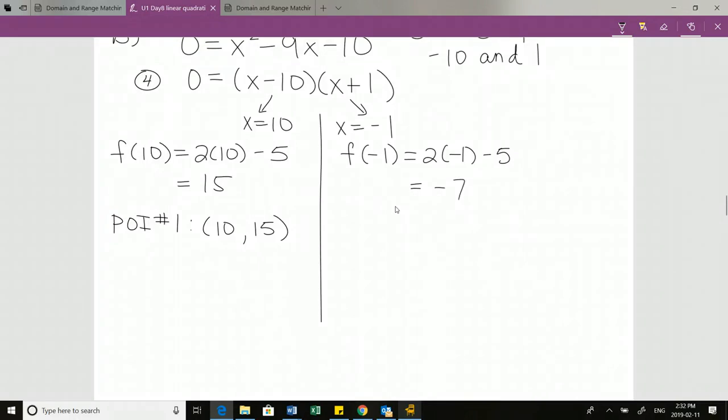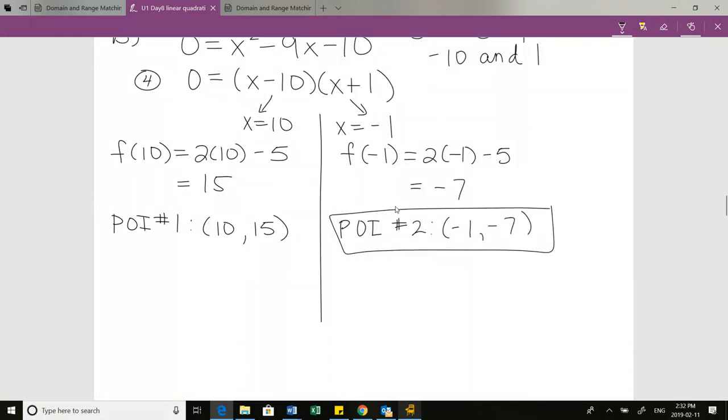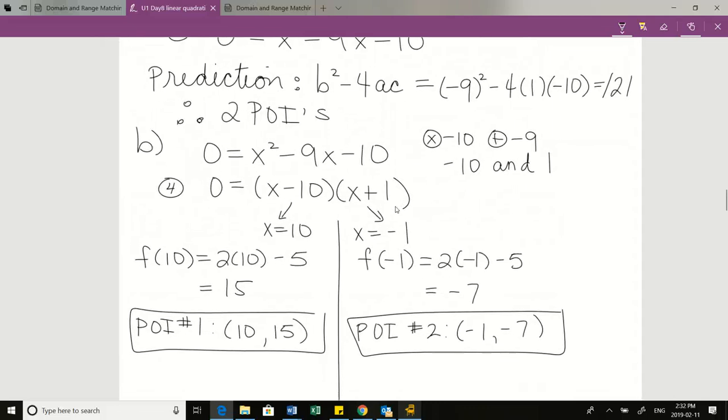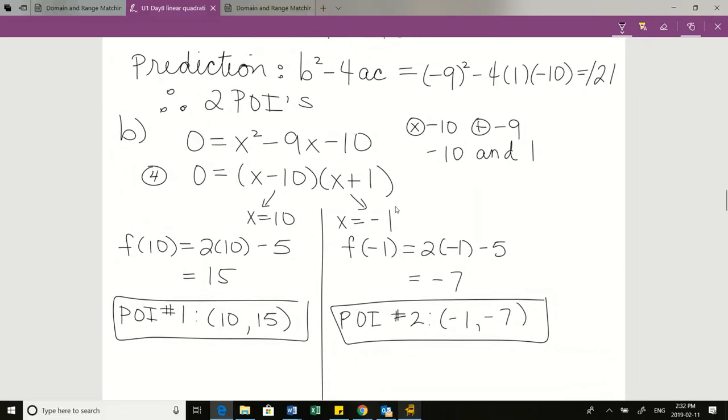And I will get negative 7. So my second POI, or point of intersection, is negative 1, negative 7. So those are the solutions to our linear quadratic system. Any questions on this one? Okay, this was the last step. This was step number 5 right here.